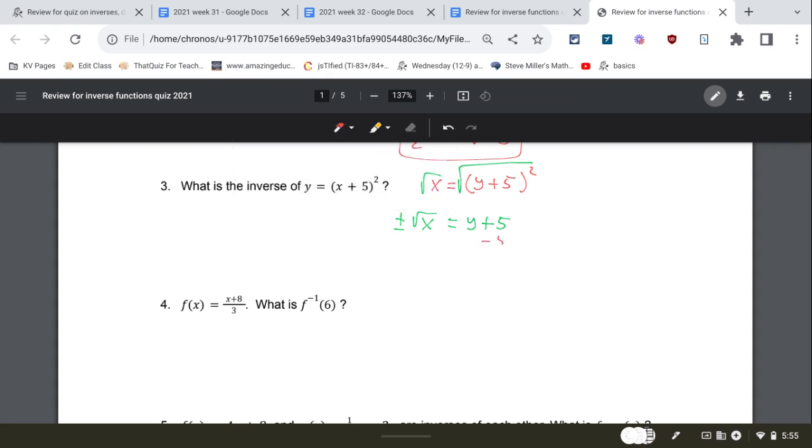Okay, and then we can move this 5 over. So subtract 5. Our answer is going to be plus or minus root x minus 5, because we did the minus 5 after square rooting, is equal to y. That'd be our answer. All right, that's good for 1, 2, and 3.